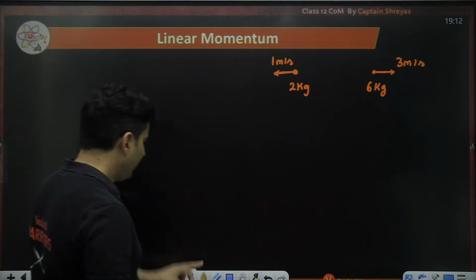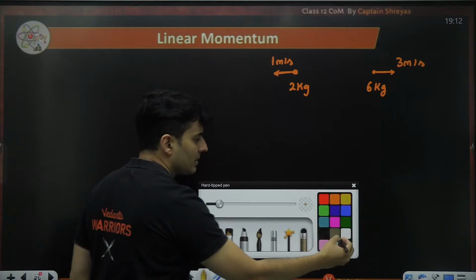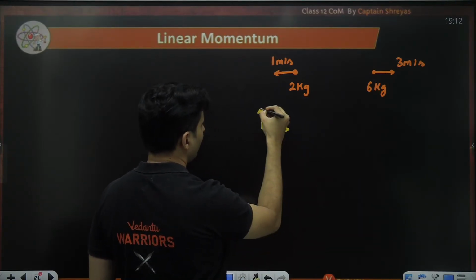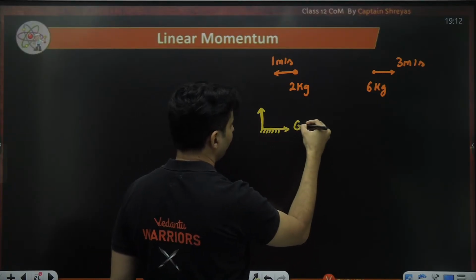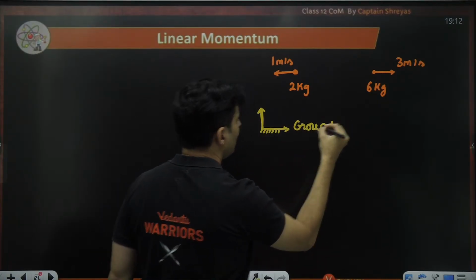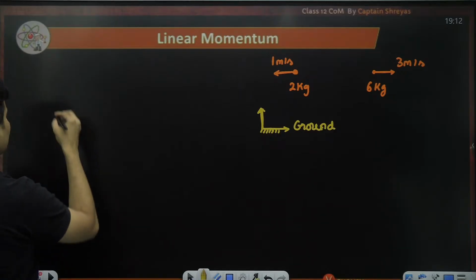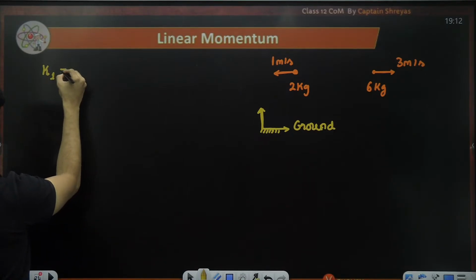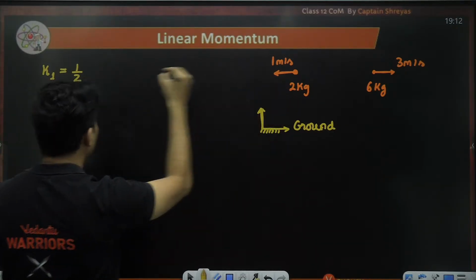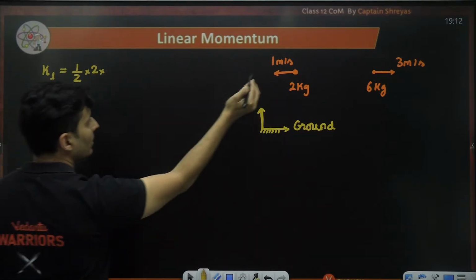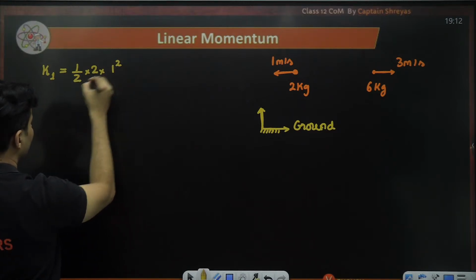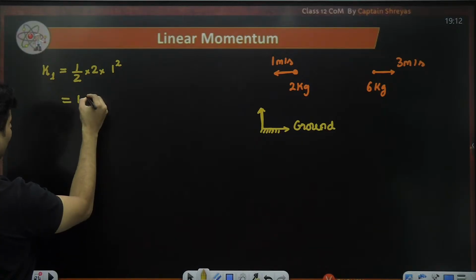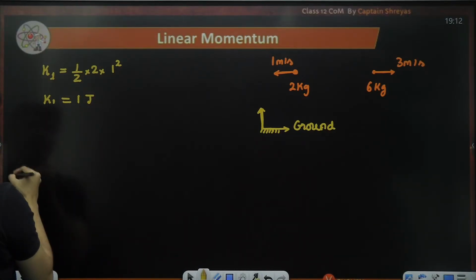Okay, first thing we'll calculate is if I'm sitting on the ground frame, how much is the kinetic energy of each mass? So the kinetic energy of the first mass will be half the first mass, which is 2 kilos, into the first speed squared. Doesn't matter what the direction is, it's a scalar quantity. So that first kinetic energy will be nothing but 1 joule. That is the kinetic energy labeled 1.